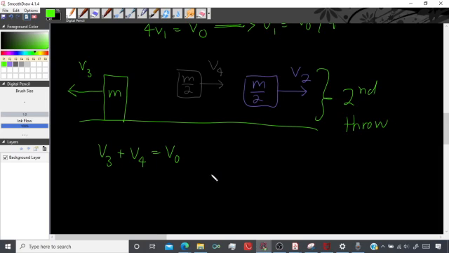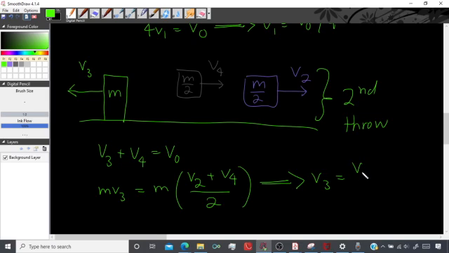And the momentum still has to be 0, so m times v3 is equal to, so this can be written as m times, I guess, the average between v2 and v4. So from this we can just see that v3 is just v2 plus v4 over 2.